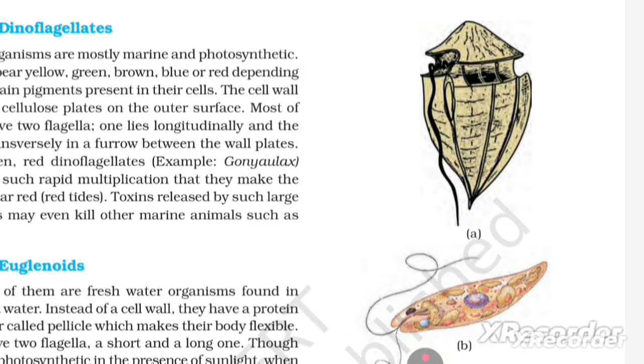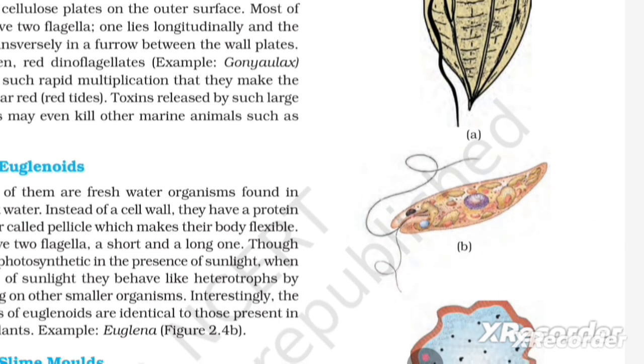Very often, red dinoflagellates, for example Gonyaulax, undergo such rapid multiplication that they make the sea appear red. Red tide toxins released by such large numbers may even kill other marine animals such as fishes.